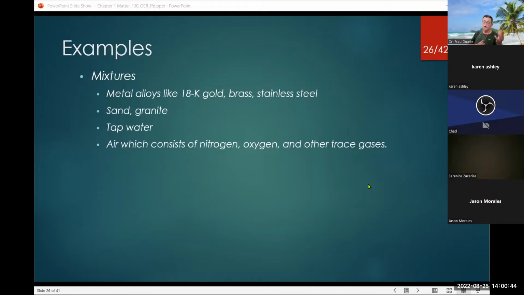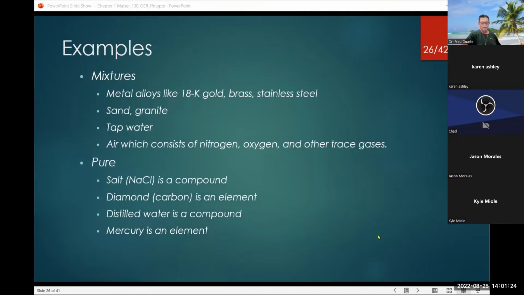Brass is a mixture of copper and zinc, okay? And stainless steel is not pure iron. Pure iron by itself would not lend itself well to be used to make buildings, because it's not very structurally sound. So we add things like carbon to give it stronger properties, okay? Other examples: tap water. Obviously the water that comes out of your tap is a mixture of all kinds of stuff in there, depending where you live. Sometimes it's pretty clean, sometimes it's not, okay?